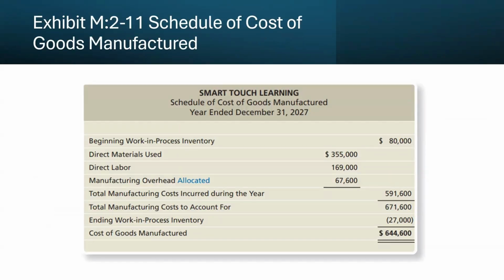Okay, here in Exhibit 2-11, it shows the schedule of cost of goods manufactured for Smart Touch Learning for the year 2027. The cost of goods manufactured totaled $644,600. It is that same value that is shown as a debit in the finished goods inventory T account that you saw in Exhibit 2-10.